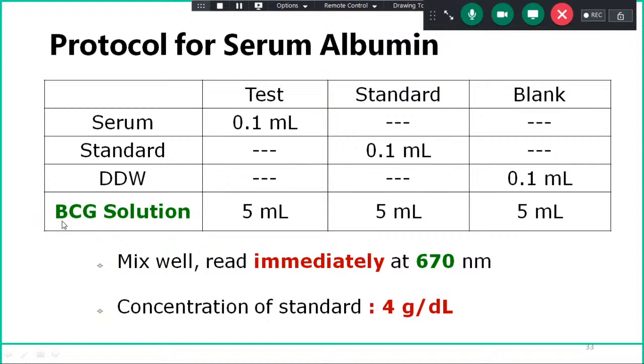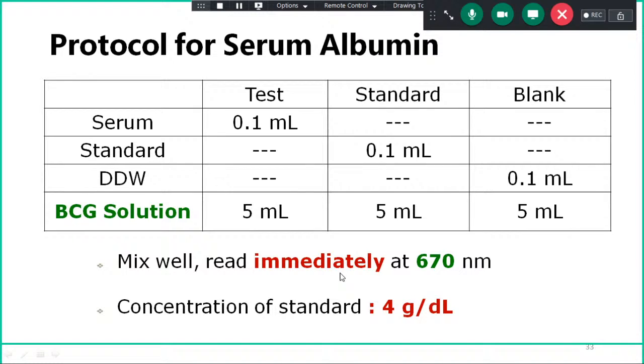Then, like I told you, for serum albumin we use bromocresol green. So you will add 5 ml of bromocresol green reagent in each test tube, mix well and take the reading immediately at 670 nanometer.